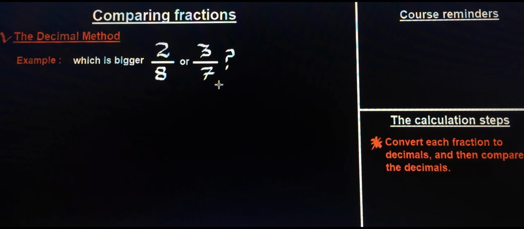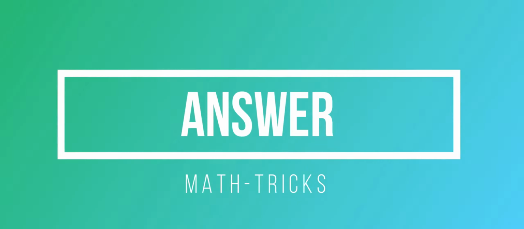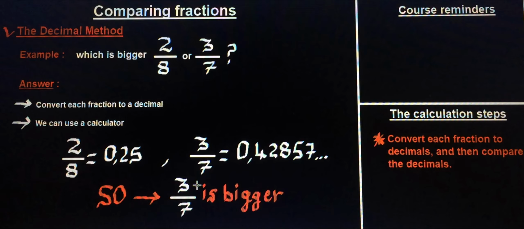Let's see the decimal method to compare fractions. For example, which is bigger, 2/8 or 3/7? To answer this question, we need to convert each fraction to decimals, and then we compare the decimals. So, 2/8 equals 0.25, and 3/7 equals 0.42857. As shown here, 3/7 is bigger.